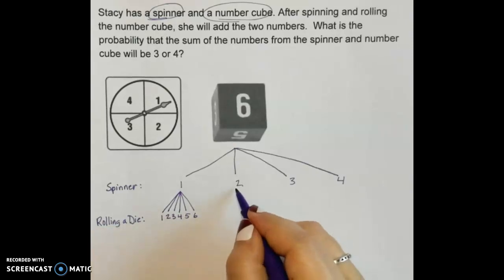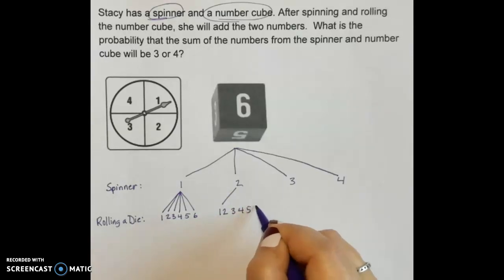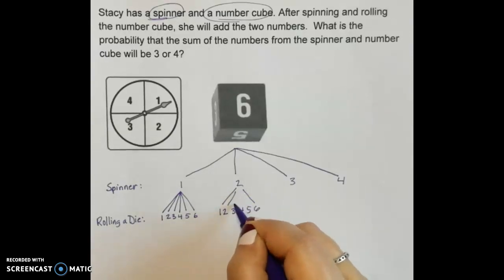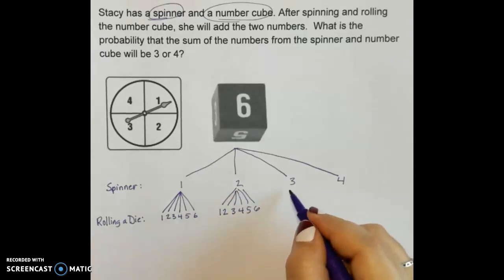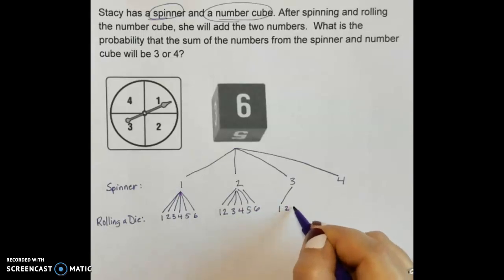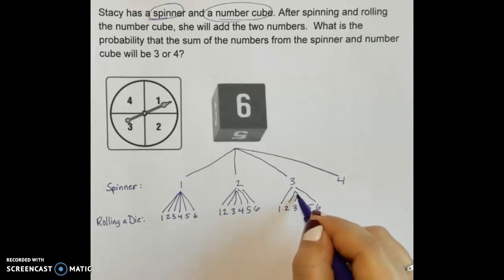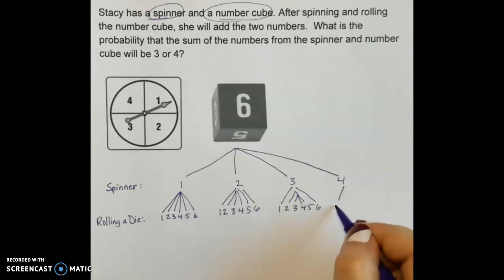Same thing if she spins the spinner and lands on 2, she could still roll a 1, a 2, a 3, a 4, a 5, or a 6. If she lands on 3 on the spinner, the die still could be 1, 2, 3, 4, 5, or 6. And same thing with 4.